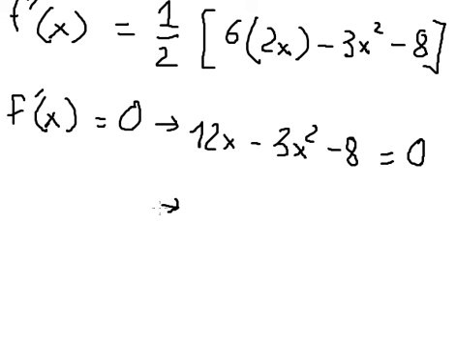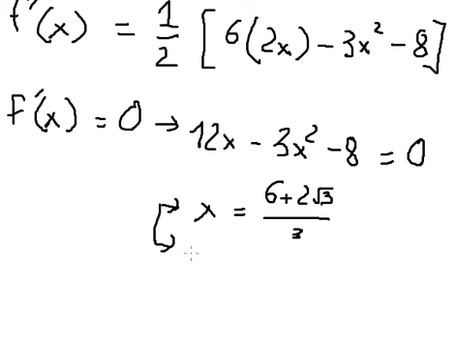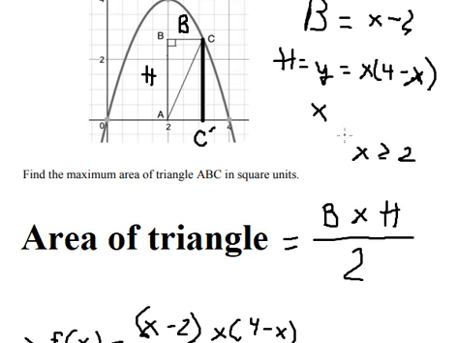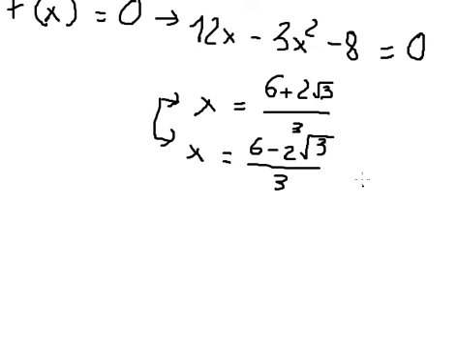And now we have the solutions of this. That is x equals (6 plus 2 square root of 3) over 3. And the second one is x equals (6 minus 2 square root of 3) over 3. Because of the condition we mentioned here, x is greater than or equal to 2, so we just accept this one here.